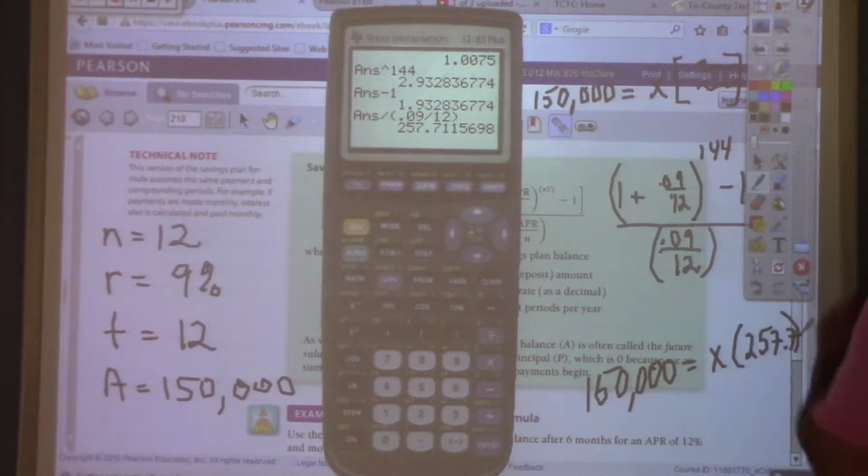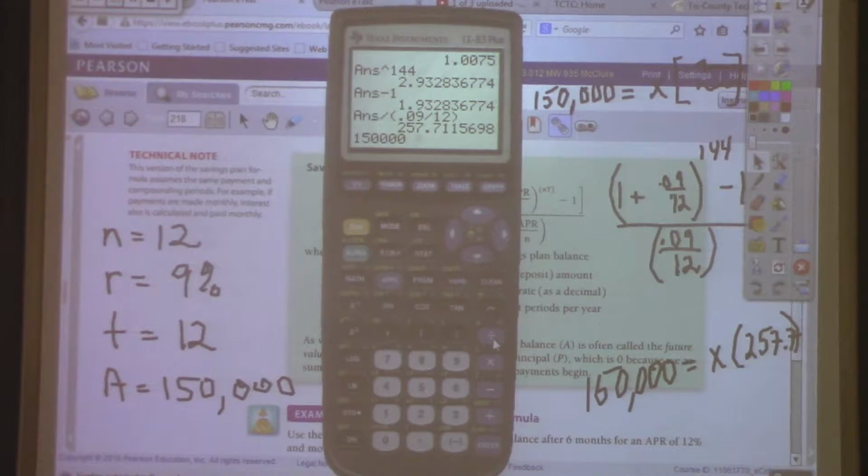Now how do we get X by itself? Divide both sides by 257.7. So I'm going to take 150,000 divided by inverse answer equals. He needs to put in $600 a month for the next 12 years. 582.05.